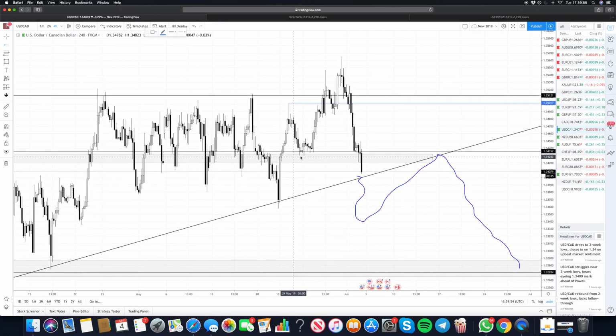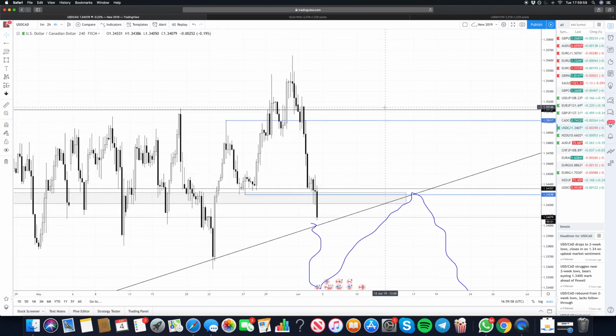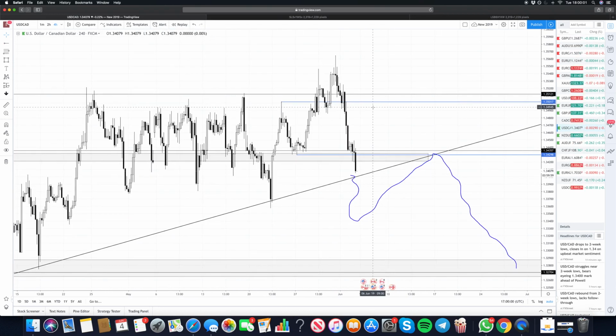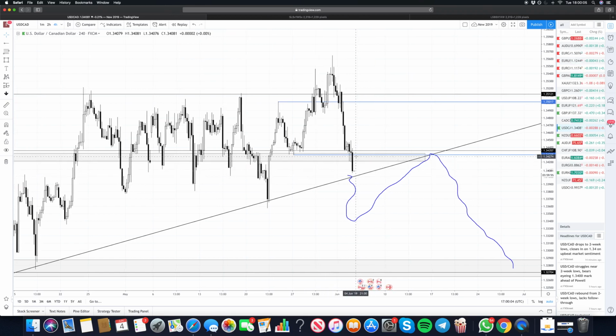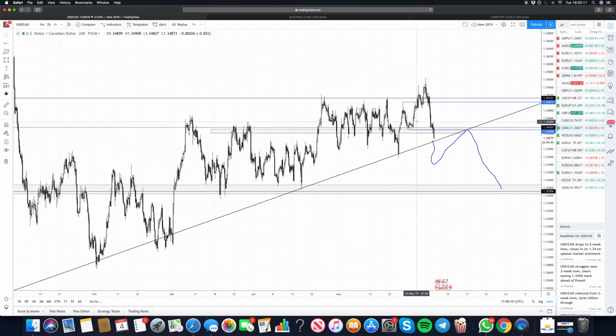Essentially what we'll be doing, in an ideal scenario, is setting some limit orders for it to pull back and then sell. But if you really want some confirmation, which is what we always go for, I'd wait for a break retest.